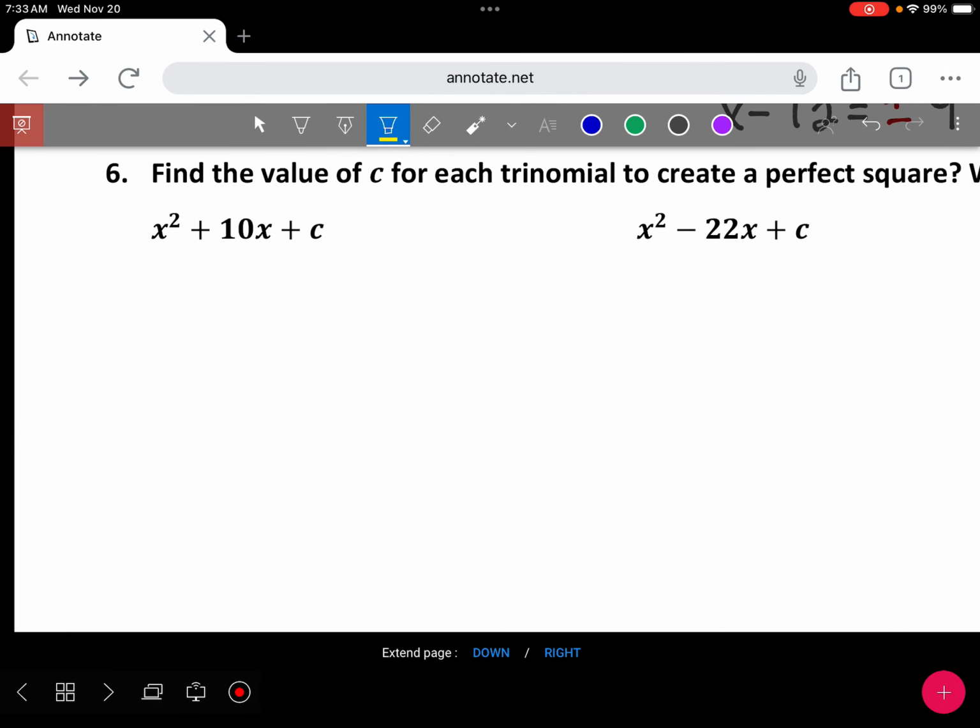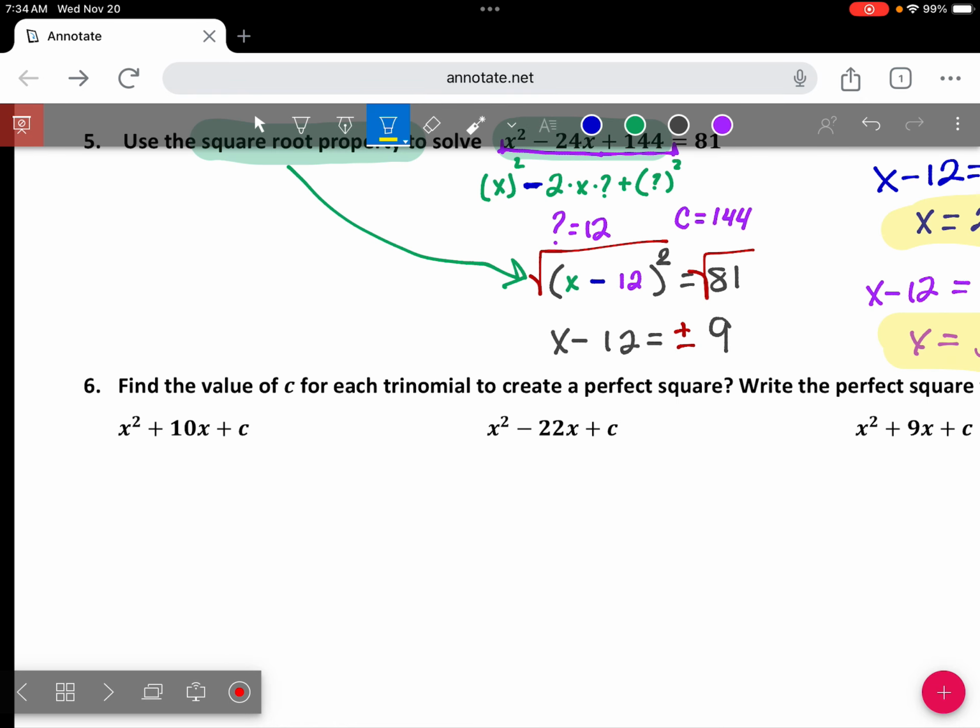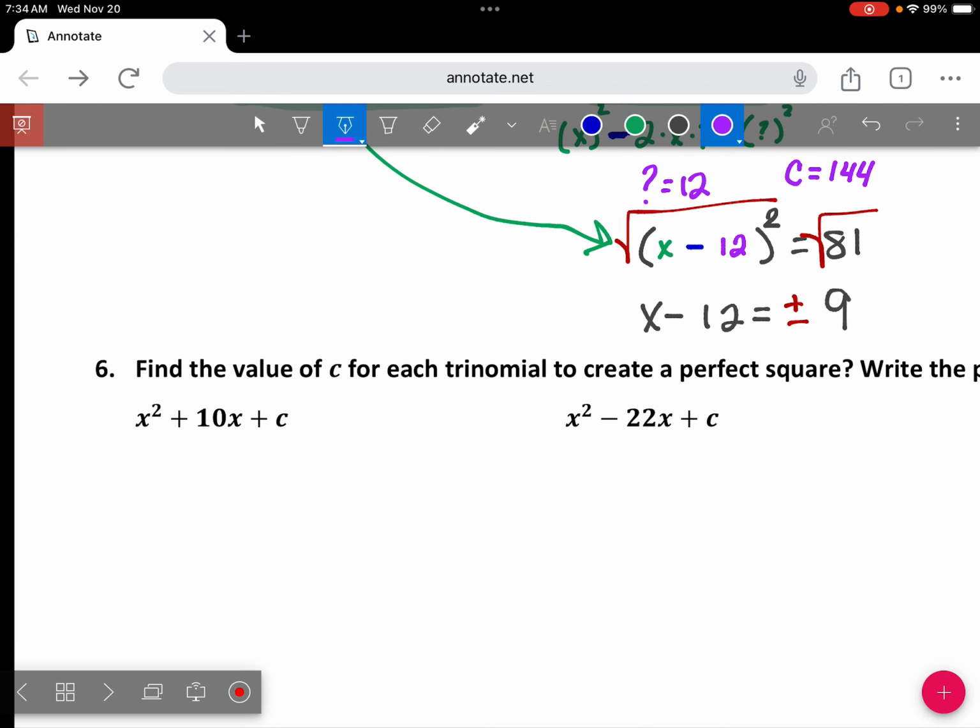So this is trying to make it fit this pattern here. So it's this same kind of property. Okay, so our question mark is what?